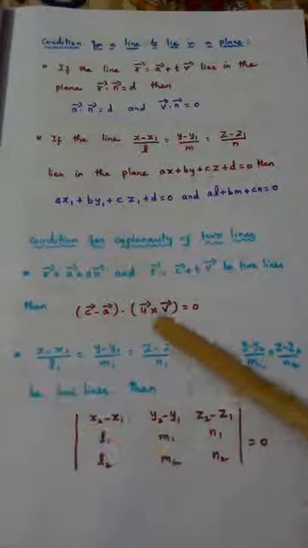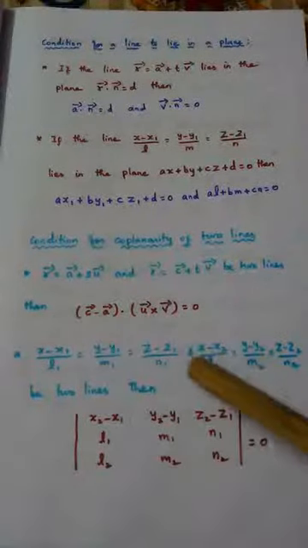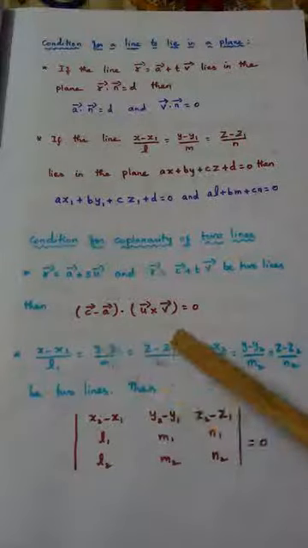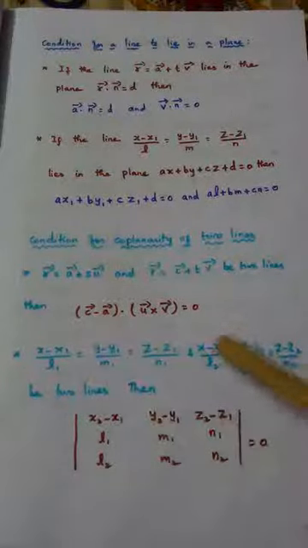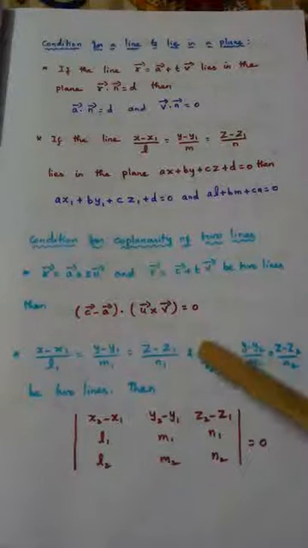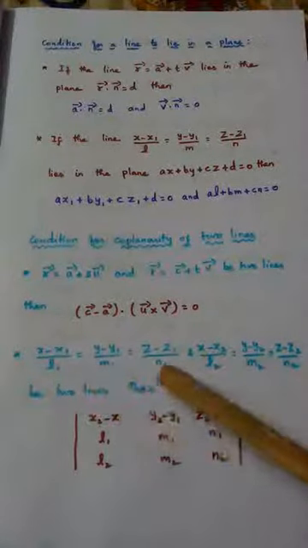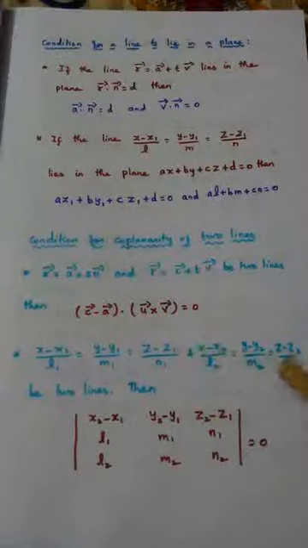This is line 1. This is line 2. So what is x1, y1, z1? Point on the first line. x2, y2, z2, point on the second line. L1, m1, n1, parallel vector of the first line. L2, m2, n2, parallel vector of the second line.